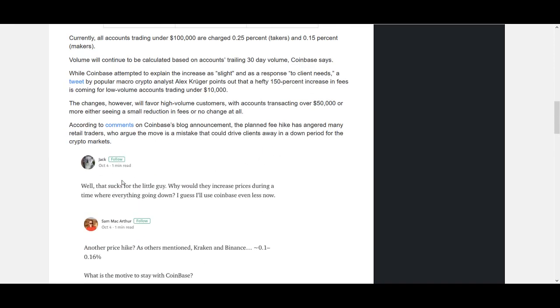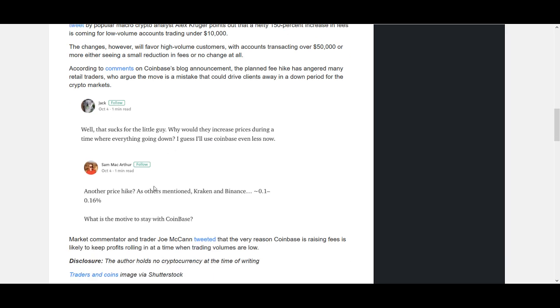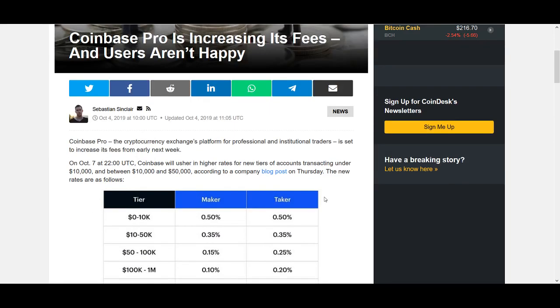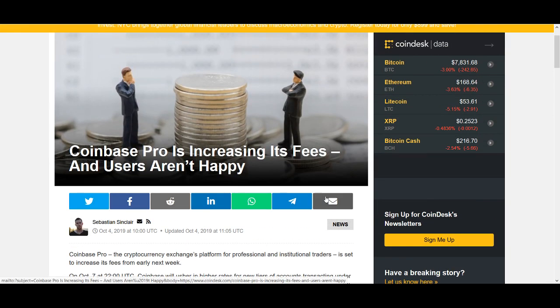You can see people are commenting, well, that sucks for the little guy. Why would you increase prices during a time where everything is going down? I guess I'll use Coinbase even less. Another price hike, as others mentioned, Kraken and Binance, 0.16%. What is the motive behind Coinbase? So it's not really great news. That's the news section done in this video.